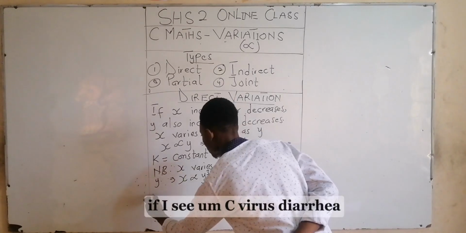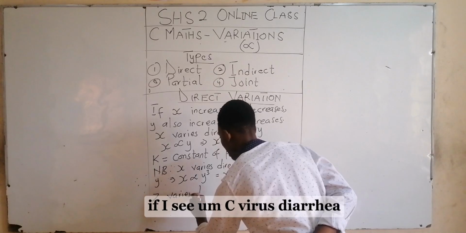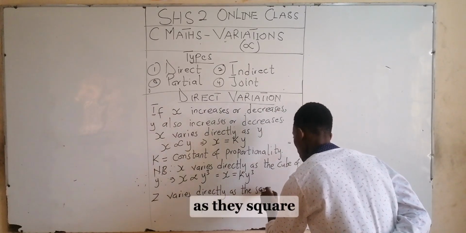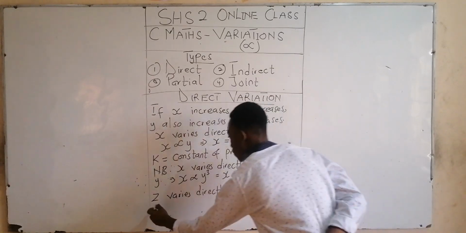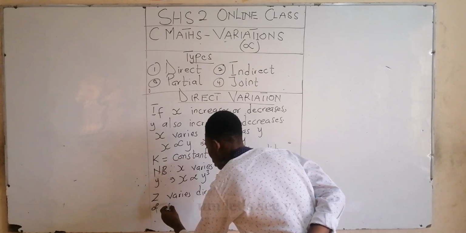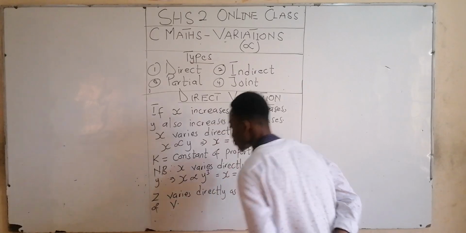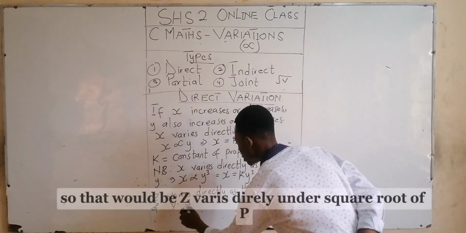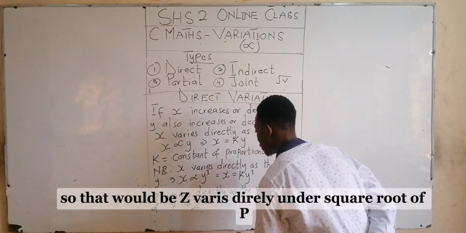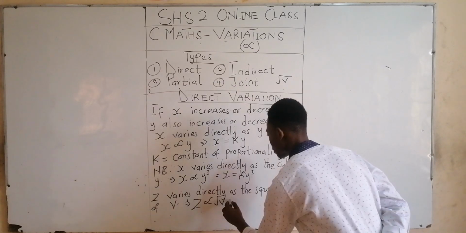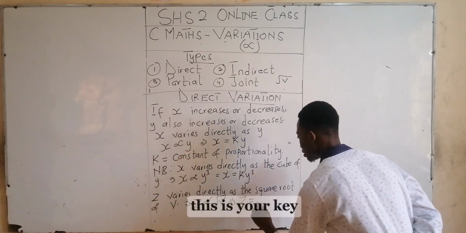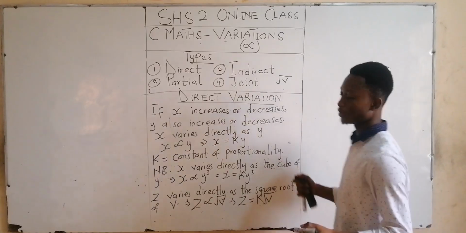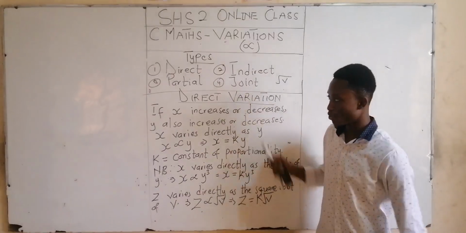If I also say z varies directly as the square root of, let's say, v. Square root of v. So that would be z varies directly as the square root of v. In equational form, this is your k, and then your root v. Very simple. So these are some one or two things that you should know. We are going to solve some questions.